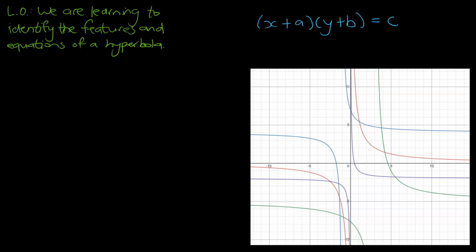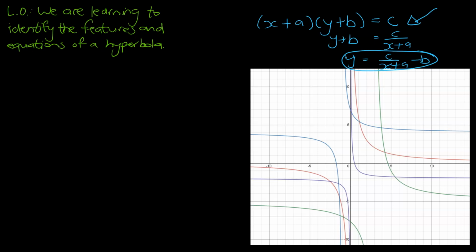If you do rearrange this, you'll see the approach we looked at before. So y + b would have been equal to c divided by x + a, and then y would have been equal to c divided by x + a, minus b. And that equation looks very similar to what we did earlier on in the year, but we're going to be focusing on that top equation.